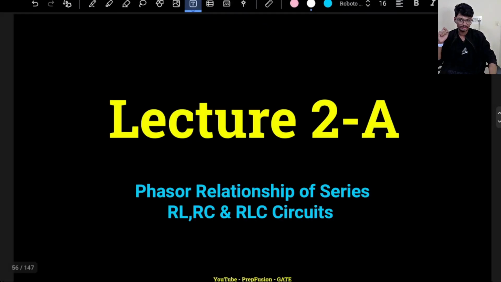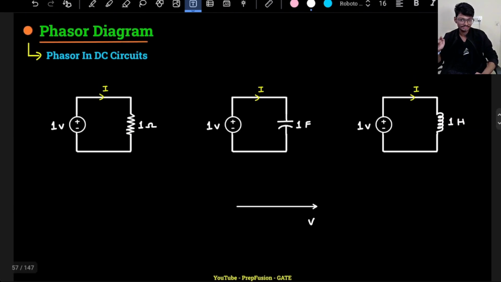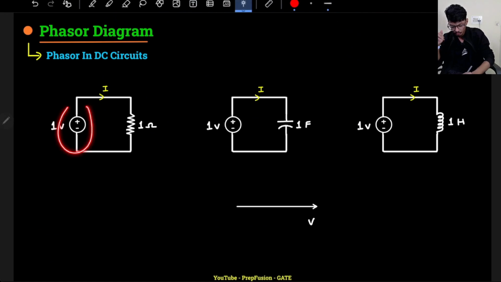So today we will start lecture 2A of this phasor diagram chapter. We have only learned about the basics of sinusoids and what phasors are, but we have not learned about circuit components. How does a circuit behave when there is a sinusoidal input? That is what we will learn. Before that, we will discuss DC circuits. If I have a DC circuit, how will it behave?